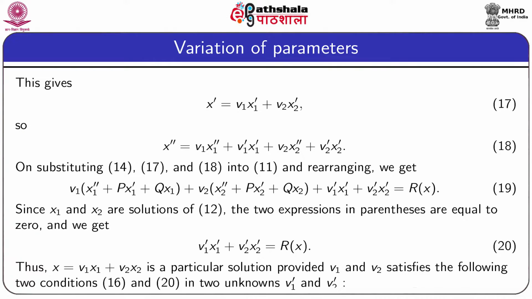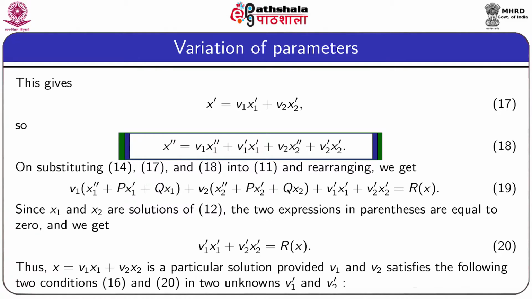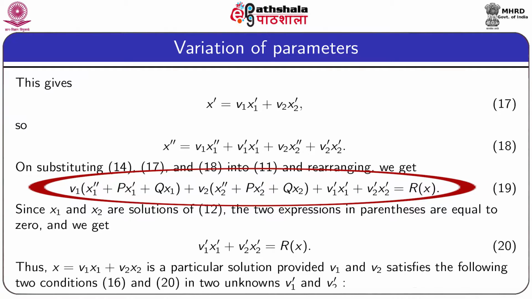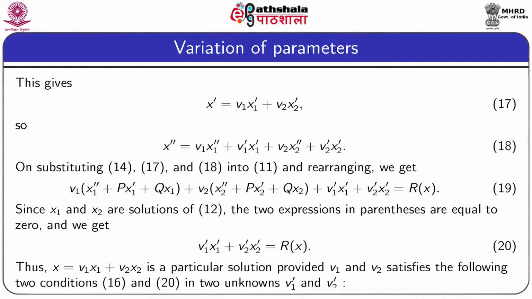This gives x dash equal to v1 x1 dash plus v2 x2 dash. Differentiating again, we get x double dash equal to v1 x1 double dash plus v1 dash x1 dash plus v2 x2 double dash plus v2 dash x2 dash. On substituting 14, 17 and 18 into 11 and rearranging the terms, we get v1 multiplied by x1 double dash plus p x1 dash plus q x1, plus v2 multiplied by x2 double dash plus p x2 dash plus q x2, plus v1 dash x1 dash plus v2 dash x2 dash is equal to r x.